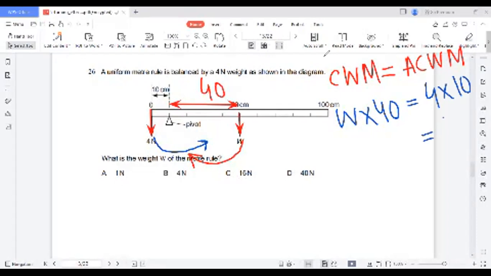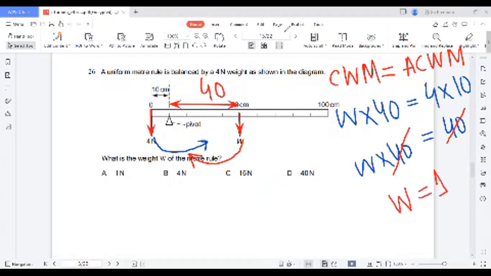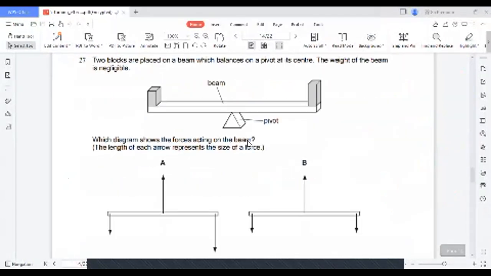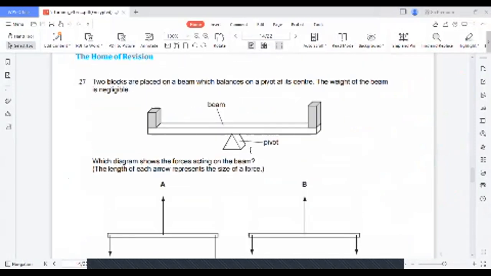So it is 40, which is weight times 40. So 40 is cancelled with 40, so weight is equal to 1 Newton. So our possible option is this one. Okay, now let's see the 27th one.